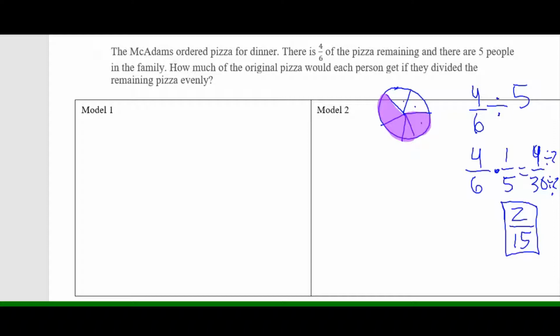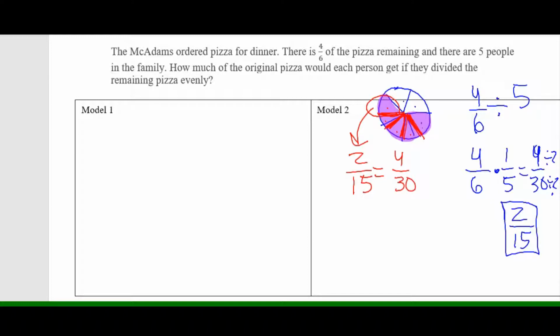So we have 4/6, and we need to divide it evenly into 5 parts. So it's going to be something like 1, 2, 3, 4, 5 parts. Let's say all of these were equal. I can't really draw. So each person is going to get one piece, and that one piece is going to be 2/15, which is also equivalent to 4/30.